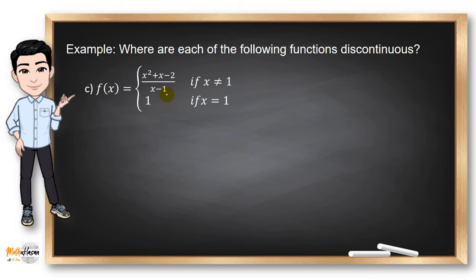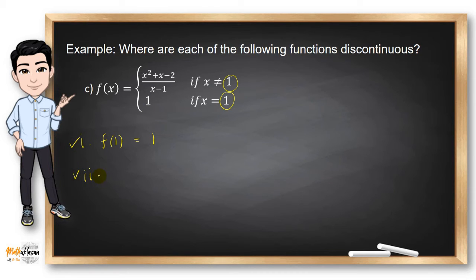Sa letter C, same, we still have a split function here. Sabi ko nga, ito yung nagiging clue natin kung saan siya possible na discontinuous. So here, if we'll get f of 1, the answer is 1. Kasi if x is equal to 1, f of x is 1, according to the definition of the function. So check tayo dito. We have f of 1.